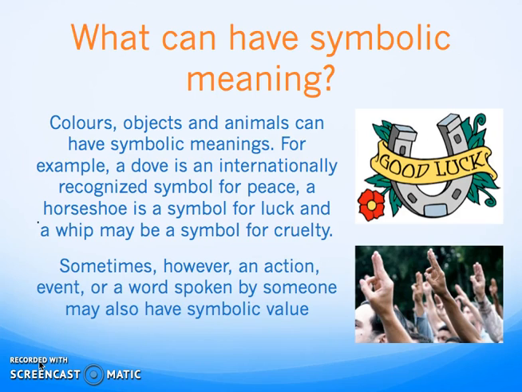What can have symbolic meaning? Colours, objects and animals can have symbolic meanings. For example, a dove is an internationally recognised symbol for peace, a horseshoe is a symbol for luck, and a whip may be a symbol for cruelty. Sometimes, however, an action, event or a word spoken by someone may also have symbolic value.